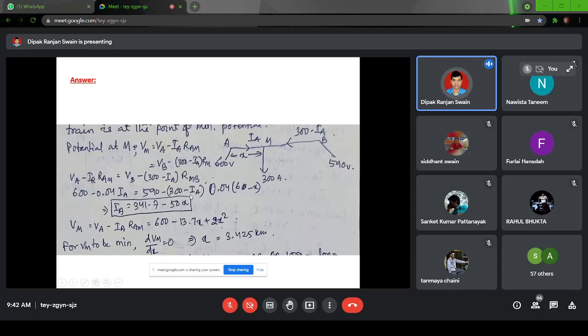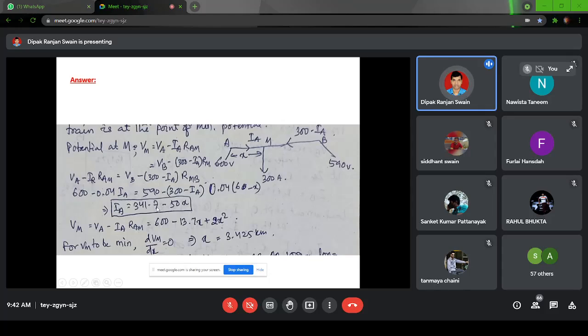And the right-hand side is 590 minus (300 minus IA) into Rmb, so 0.04 into (6 minus x). There should be a term x here. If I solve these two, you will get IA in terms of x, which comes to be 341.7 minus 50x. Now the second equation: M is the point of minimum potential, so I am taking VM as VA minus IA RAM.